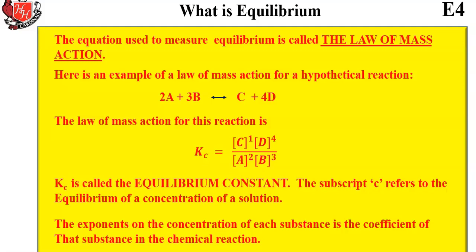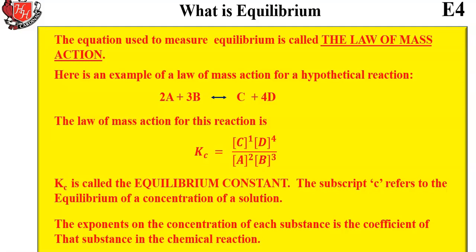And then the nice thing about this equation is you can use the coefficients as the exponents on those concentrations. You don't have to understand all the mathematics of why this works. Just learn the form and learn how to apply it. The exponent on the concentration of each substance is the coefficient of that substance in the chemical reaction. So there it is. You'll notice another thing, some things that make this different from a rate law.